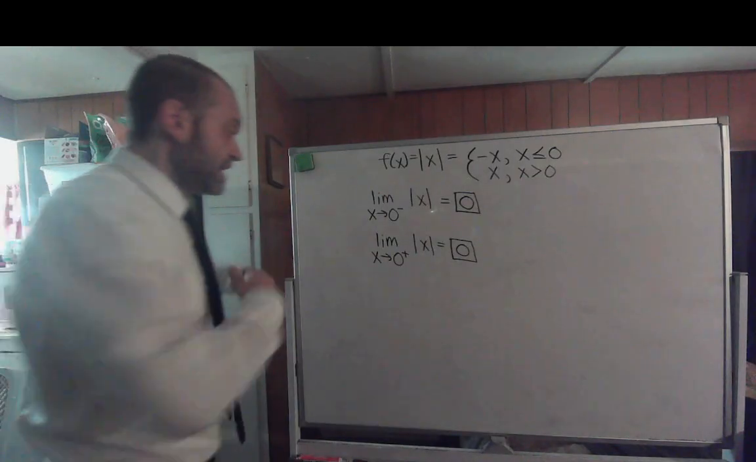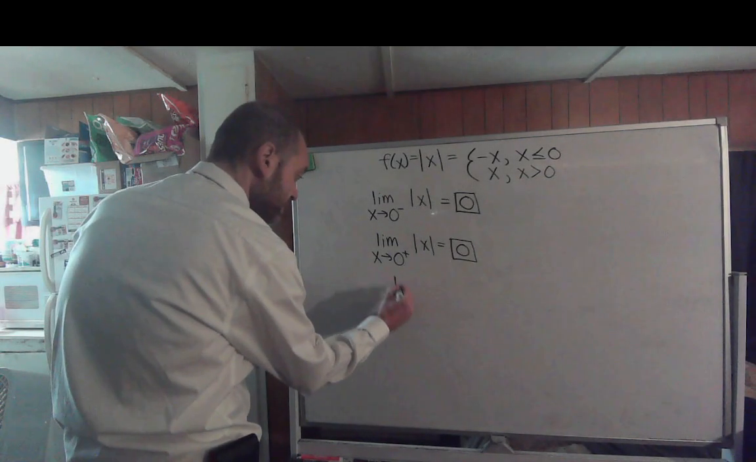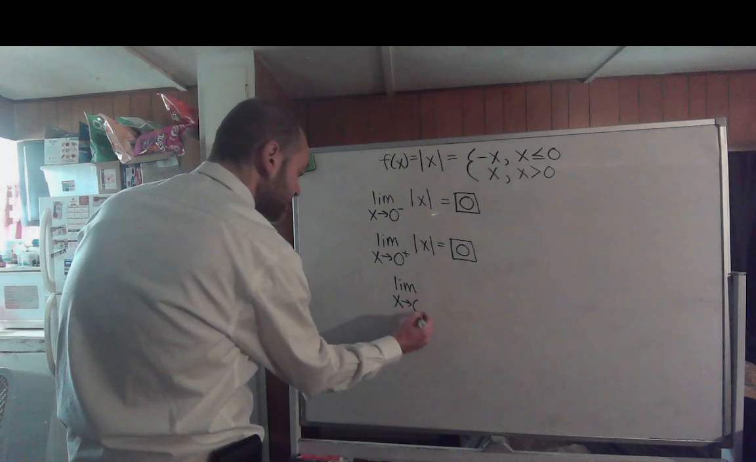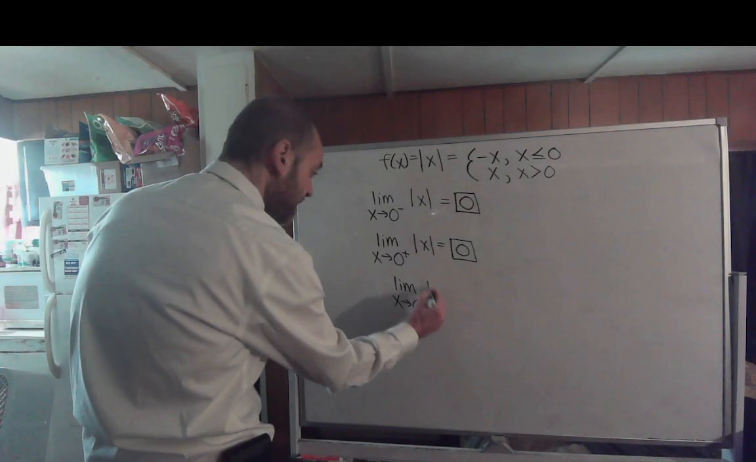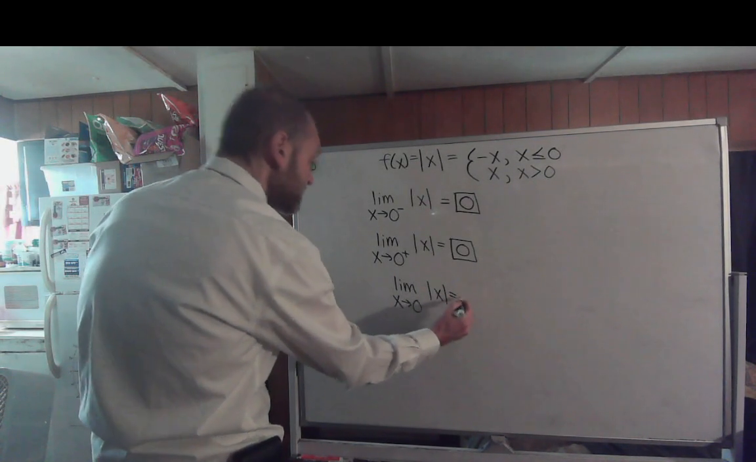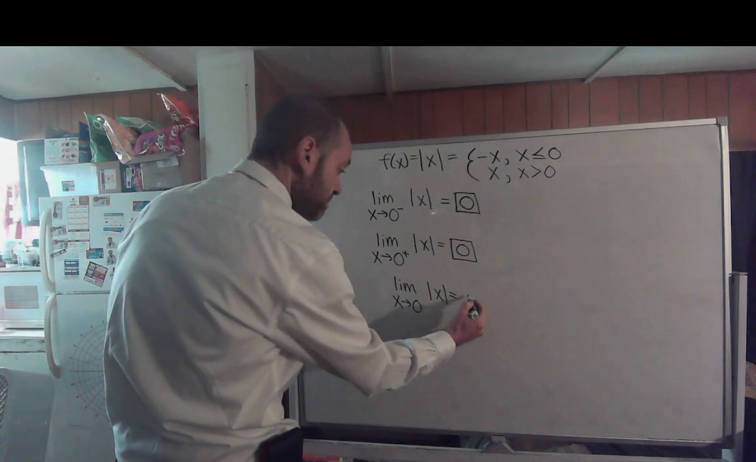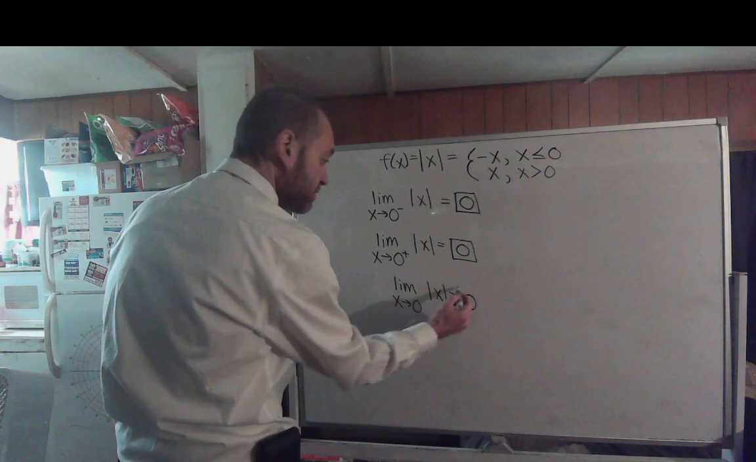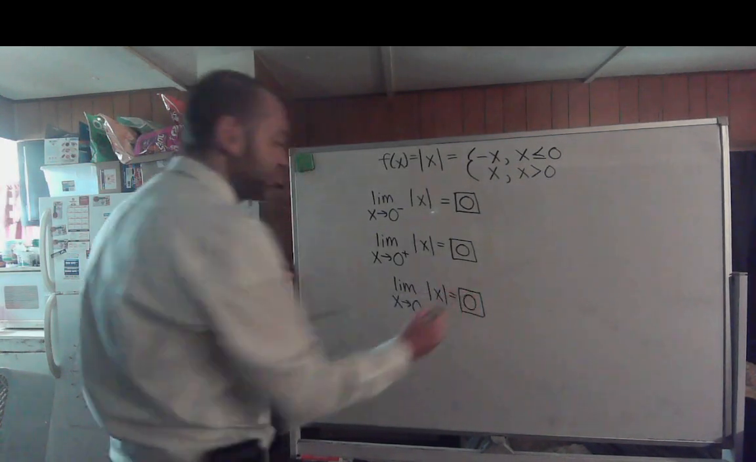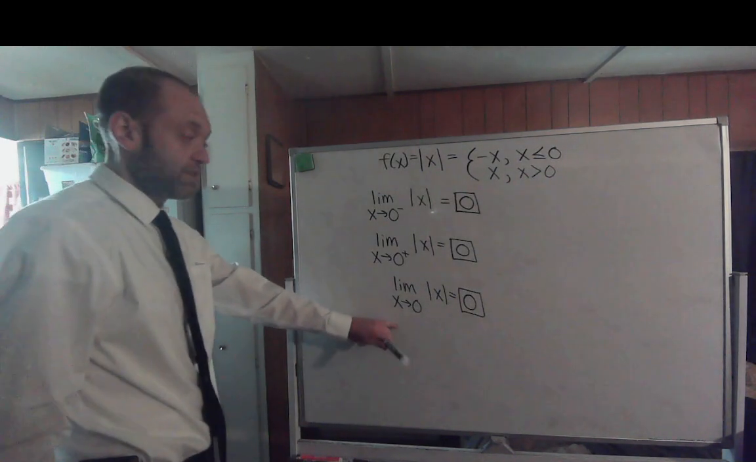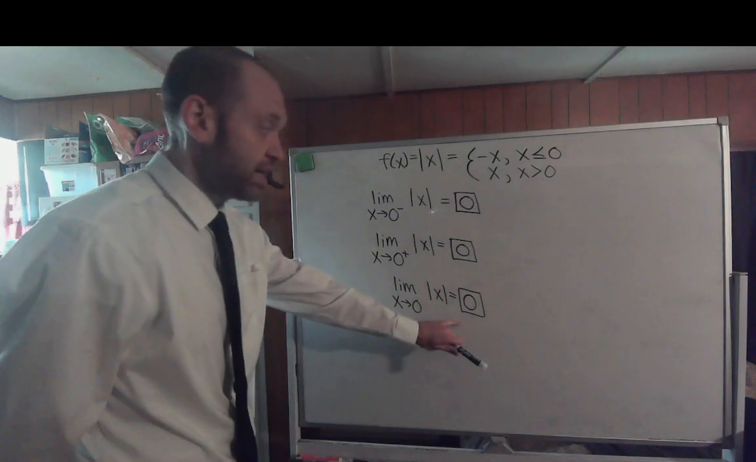So in this case, we can say the general limit exists. So let's just take the limit as x approaches 0, the general limit of the absolute value of x. Since the left-handed limit equals the right-handed limit, that means that's going to be the value of the general limit for the absolute value of x. So the general limit as x approaches 0 of the absolute value of x is 0.